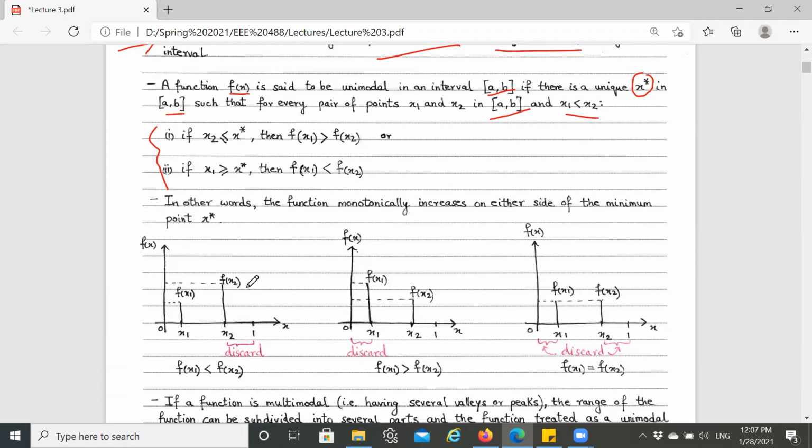So for example, if x star is greater than or equal to x2, then f of x1 would be greater than f of x2. That means this would be such a function, right? And in other words, if it's the opposite, then we would have such a function. And the third case would be if it is somewhere like this. So the midpoint would be this point over here, the x star, somewhere here. So these are the three cases which are covered by the definition of the unimodal function.